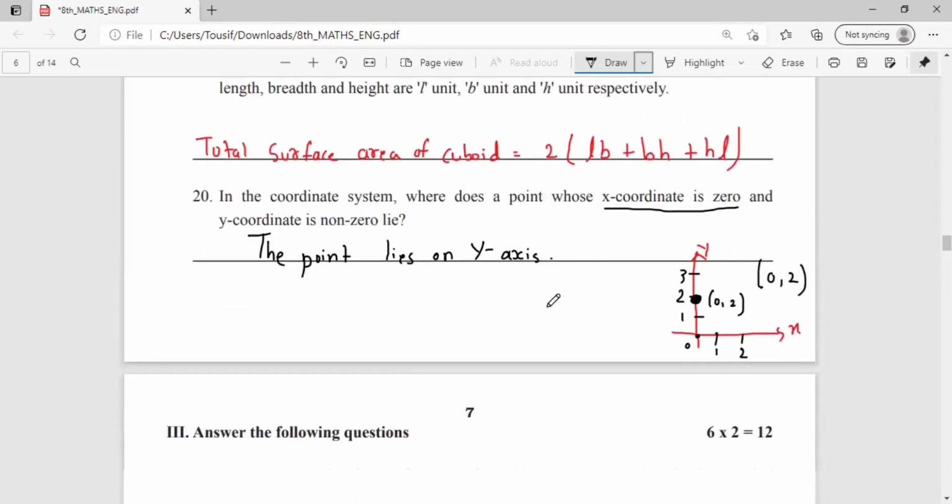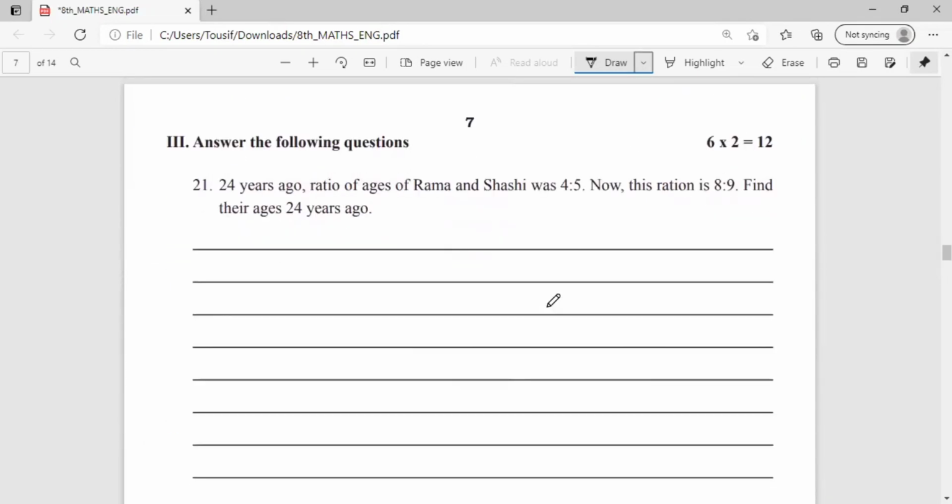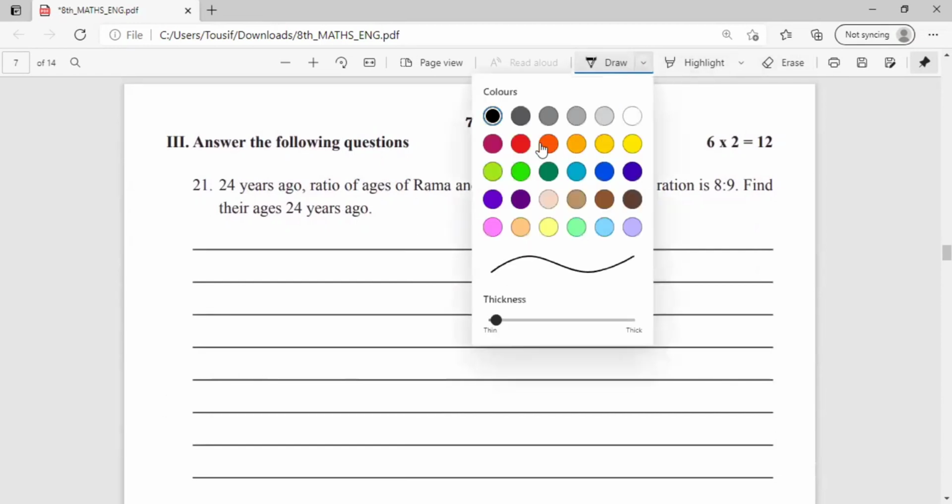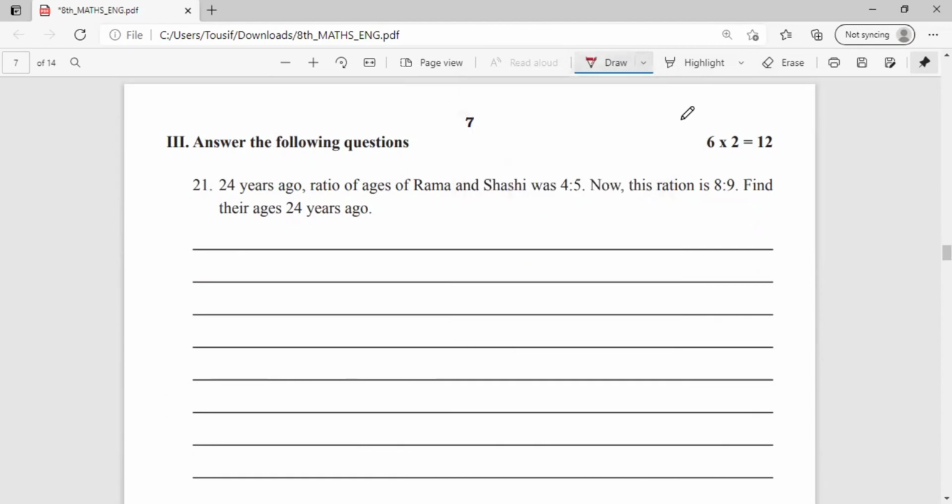Okay, moving to the next problem. This is a linear equation in one variable problem. As you can see, 24 years ago, the ratio of the ages of Rama and Sashi was 4:5. Now, in the present, this ratio is 8:9.